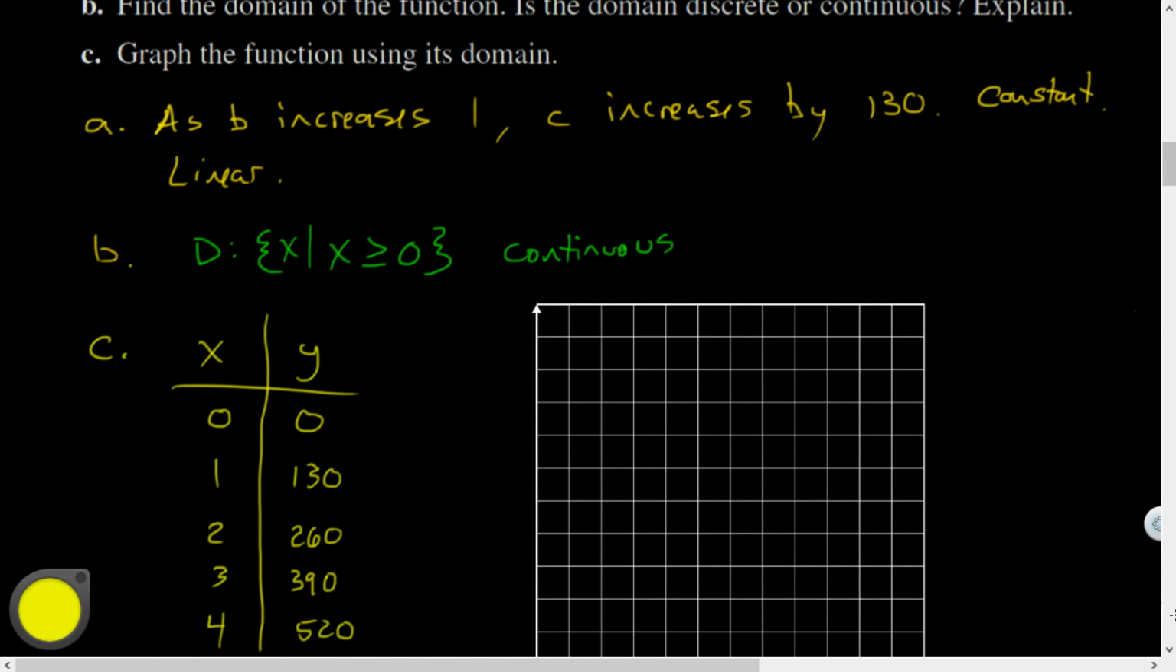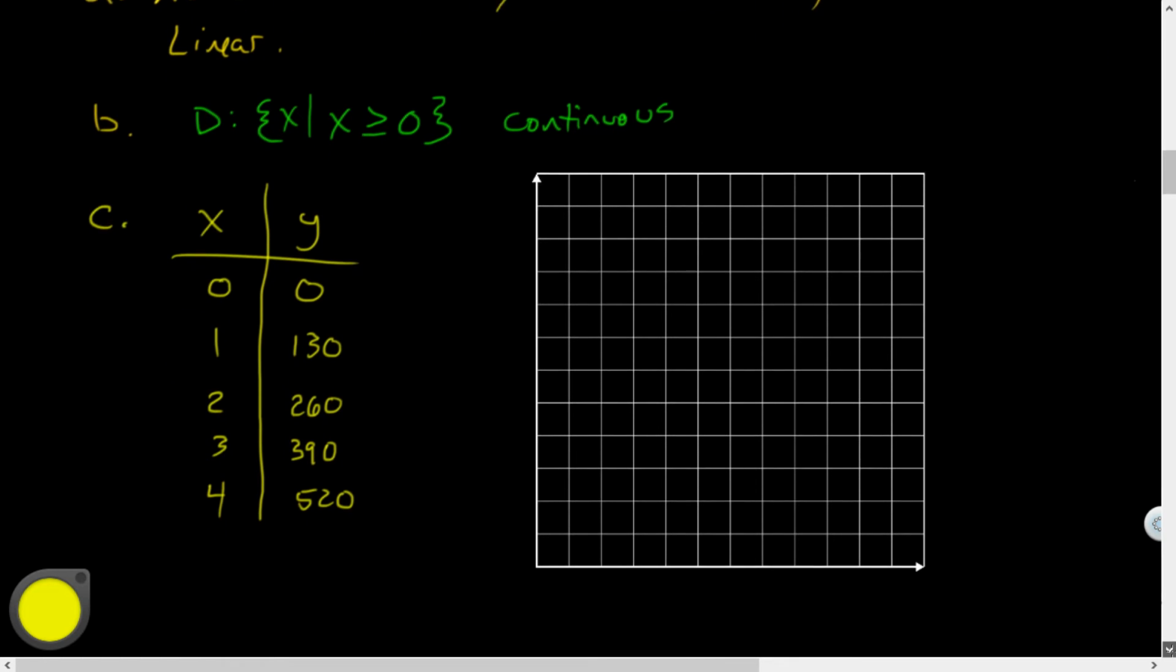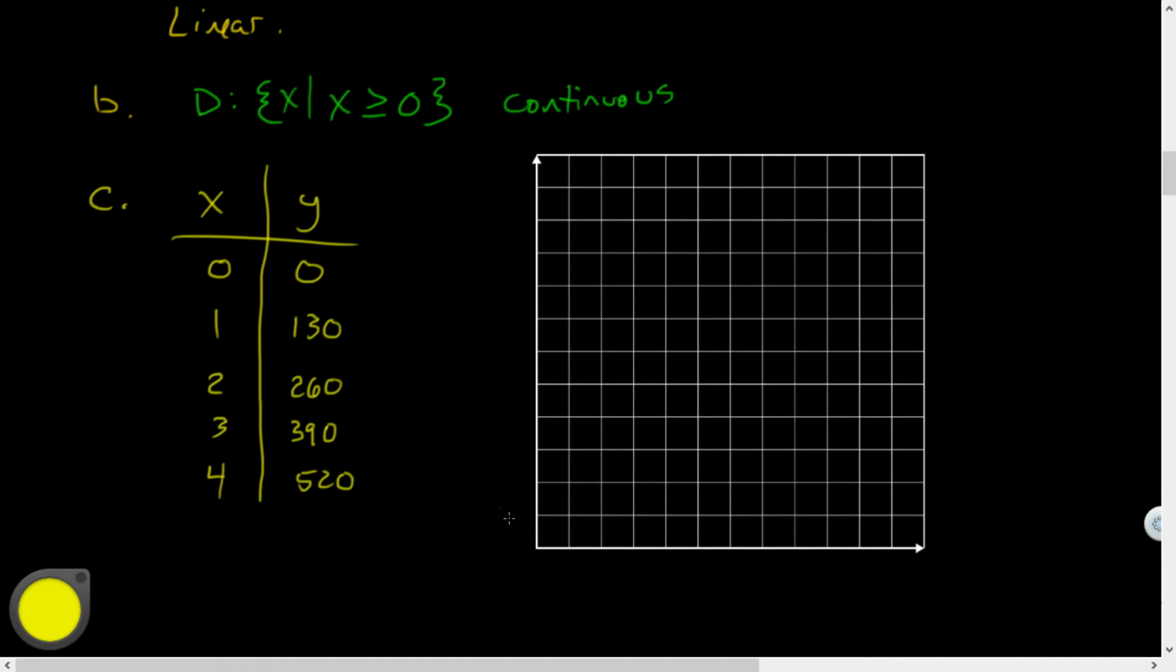So let's see, if I want to graph this. Now, I'll count by ones for my x-axis in this case, because this keeps going forever, and so does this. All right, and let's see, for the y-axis, maybe I should count by hundreds? Does that make sense?